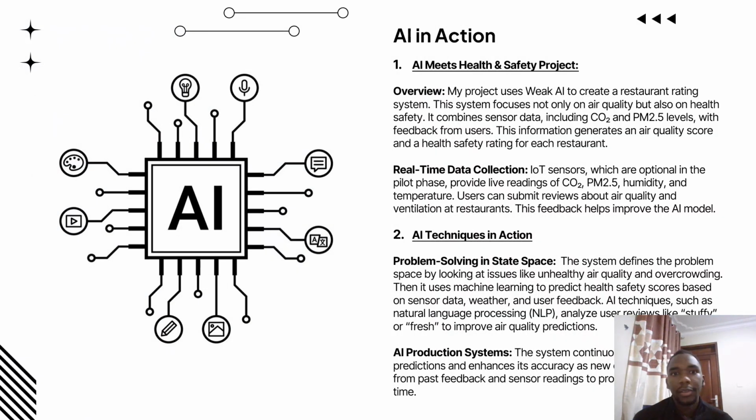So throughout the entire discussion, I will always be referring to my AI project that basically uses artificial intelligence to create a restaurant rating system. This project focuses not only on air quality but also on health safety. By sensing data such as carbon dioxide levels, user feedback, and all this information, it generates air quality scores and health safety ratings for each restaurant that's registered in the system.